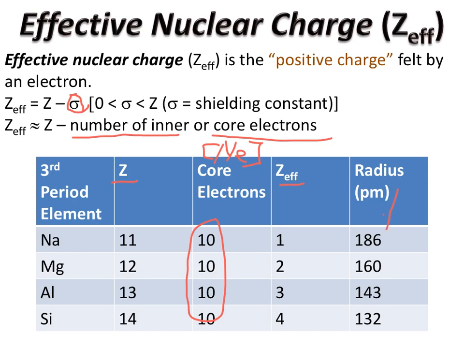Along with the trend, we're going to look at the radius. Note that the radius continually goes down as we go across the periodic table. So these two go together, with the Z effective going up, the radius going down.